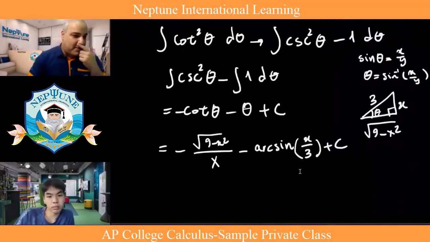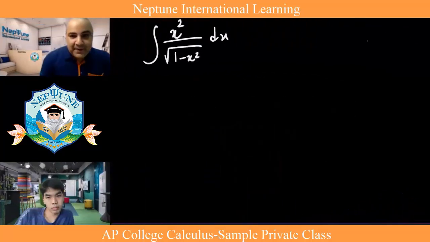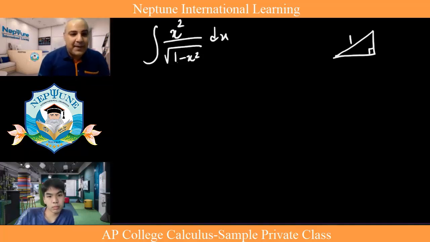I have one more. Let's see. X. Now this one, the triangle that you can see, is 1 minus x squared. So that means the hypotenuse must be 1. Hypotenuse is 1, and this one is x, of course. So 1 squared minus x squared, so 1 minus x squared. And this is theta.